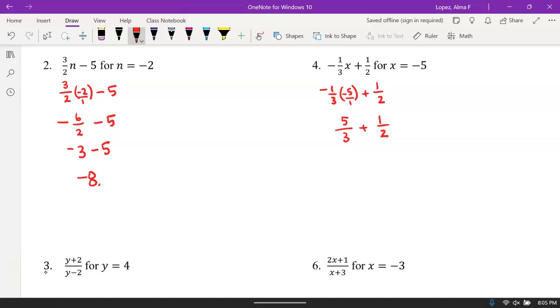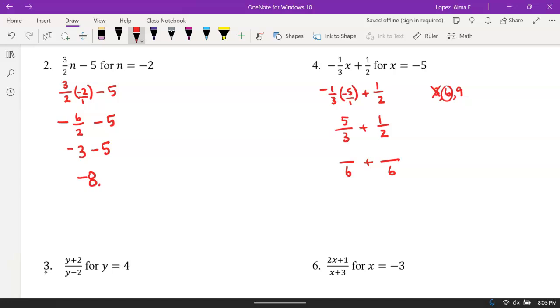So now it looks like I'm going to have to get a common denominator. Start with the largest number and write some of his multiples down. 3 times 1 is 3. 3 times 2 is 6. 3 times 3 is 9. I think I have enough. Does 2 divide into 3? No. Does 2 divide into 6? Yes. So 6 is our least common denominator.